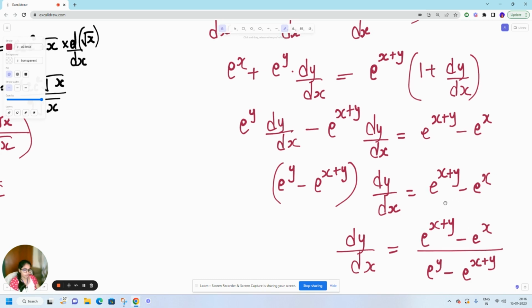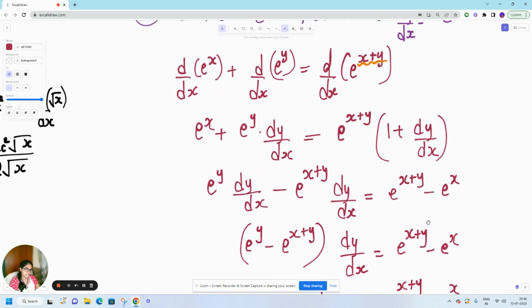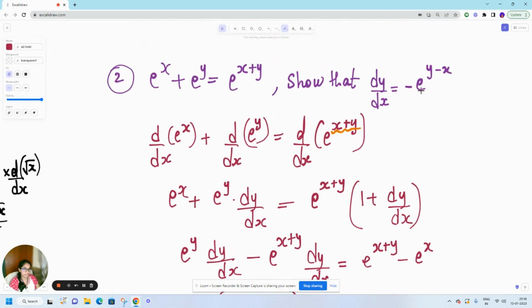Okay, now we haven't arrived at our solution yet because we have to show that dy/dx is equal to −e^(y−x). Agree? So observe the question. We have e^(x+y) is equal to e^x plus e^y. I can substitute this in my solution. Let me mark this as equation 1.